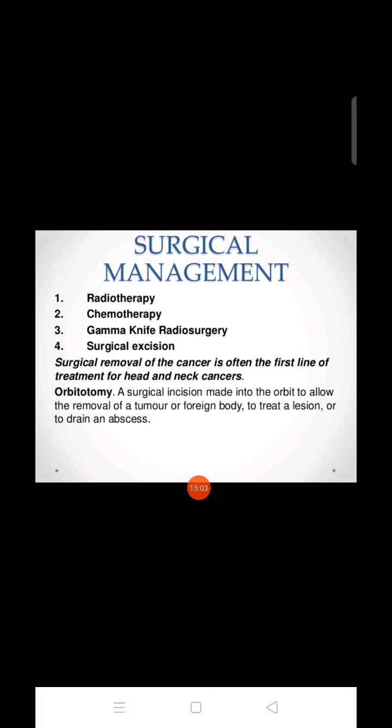Orbitotomy: we can do an orbitotomy, a surgical incision made into the orbit to allow the removal of a tumor or a foreign body, to treat lesions, or to drain an abscess. We have to remove that tumor also, and treat the lesion or drain any abscess where pus is collecting.